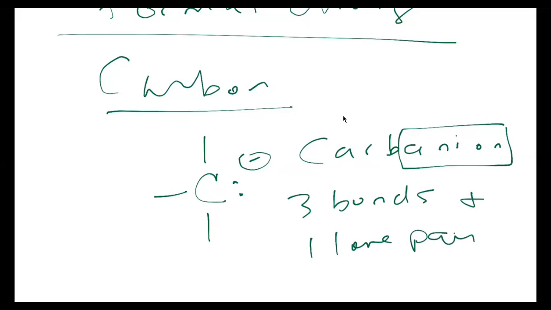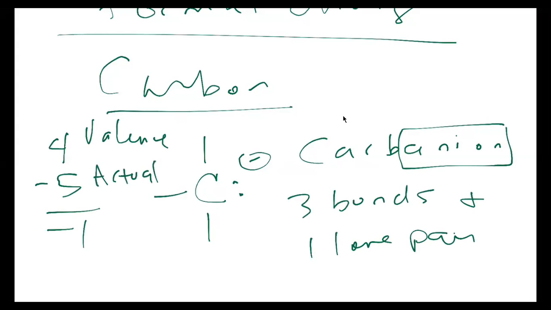And then you can see the valence minus actual here. Valence is 4. Actual is 5 because it's 1 electron from each bond plus the lone pair. So that's 3 plus 2 is 5. So that charge is going to be -1. Any questions about that? So to calculate formal charge for carbon, and for any atom, it's the valence electrons minus the actual.